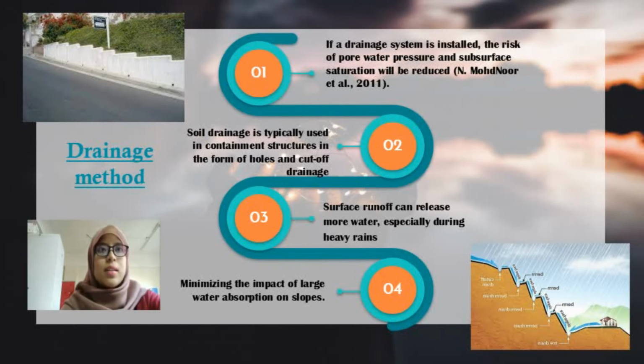For the drainage method, studied by Muhammad Noor, 2011, if a drainage system is installed, the risk of poor water pressure and subsurface saturation will be reduced. So drainage is typically used in containment structures in the form of hose and cut-off drainage. Surface runoff can release more water, especially during heavy rains. It can minimize the impact of large water absorption on the slope.